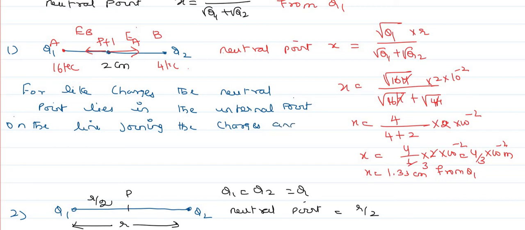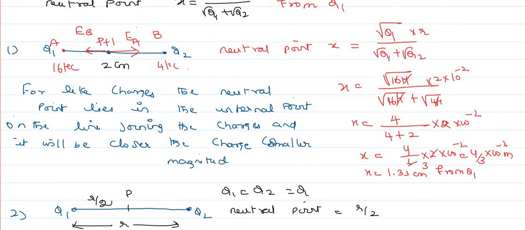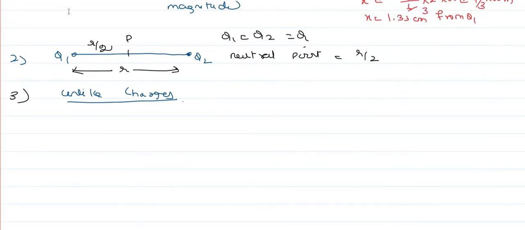Always remember the neutral point will be closer to the charge of smaller magnitude. Smaller magnitude only, I am not talking about the sign. Whatever is small in magnitude, the neutral point lies near that. So that point you should never forget. For unlike charges, if you calculate, see Q1, Q2, we know already. All these discussions are over in our class.